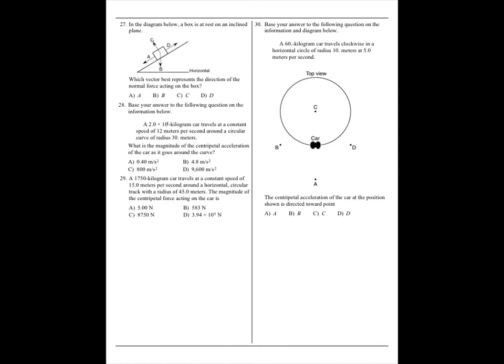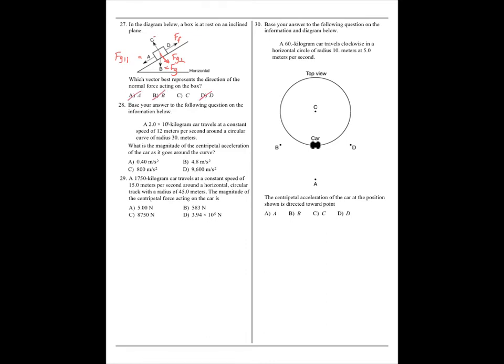All right, number 27. Which vector best represents the direction of the normal force acting on the box? Let's label each of these forces. Vector B shows our normal Fg, that's always pointing downward. Vector A is the Fg parallel, the one that goes down the incline. The one that goes into the incline is Fg perpendicular. And vector D opposes the motion, because things like to go down the incline, so that's the force of friction. So that leaves vector C.